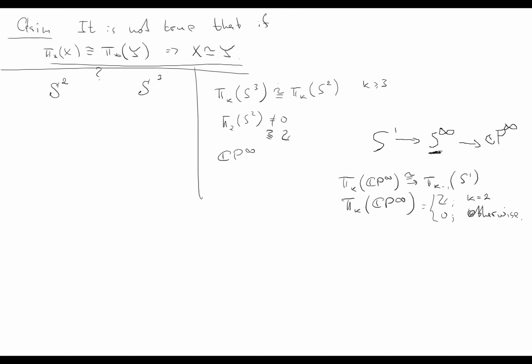So to have the same homotopy groups, can we use CP infinity times S3? Yeah, so we can take just CP infinity times S3. This is just because the homotopy groups of the product is just the sum of the homotopy groups.